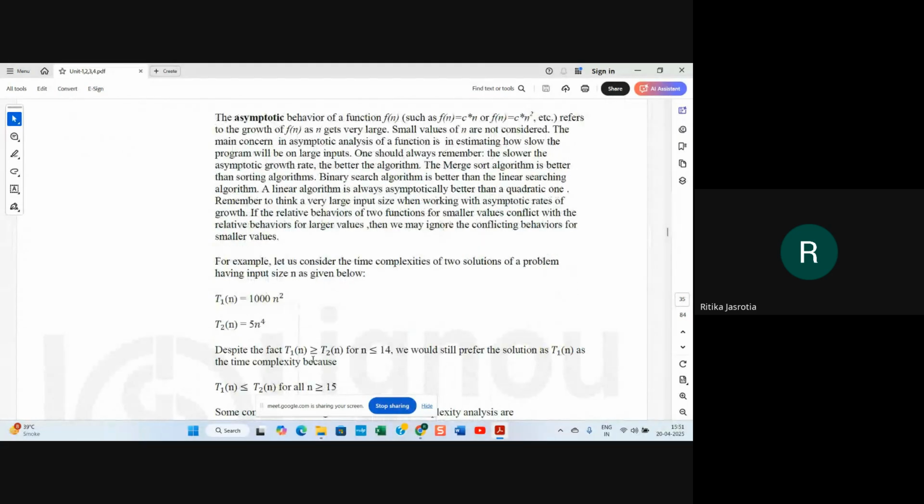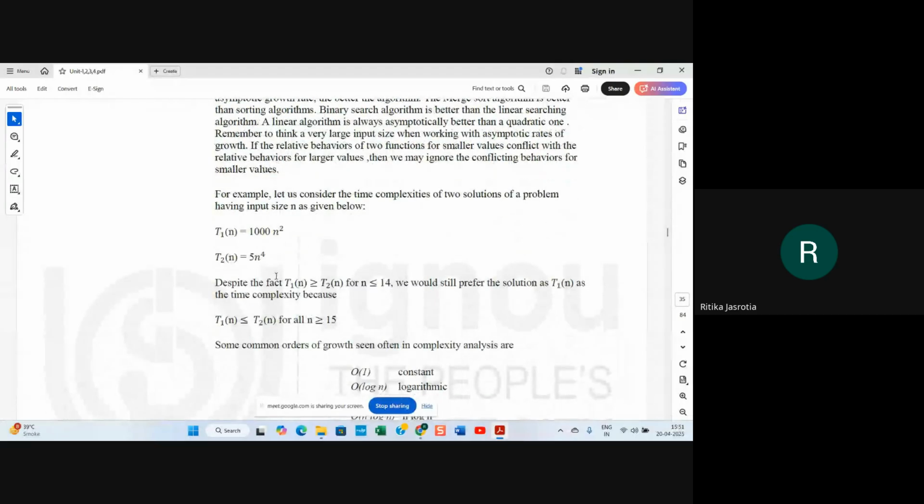For example, let us consider the time complexities of two solutions of a problem having input size n, as given below. T1(n) = 1000 n square, T2(n) = 5 n to the power 4. Despite the fact that T1(n) is greater than or equal to T2(n) for n less than or equal to 14, we should still prefer the solution with T1(n) as the time complexity, because T1(n) is less than or equal to T2(n) for all n greater than or equal to 15.